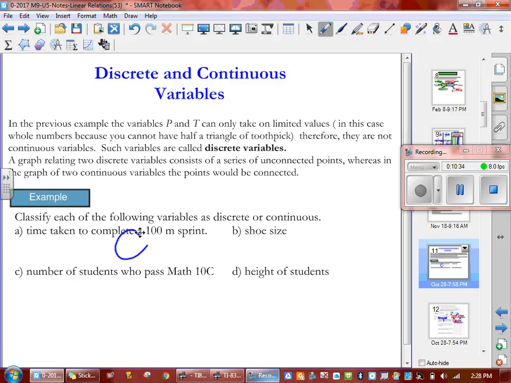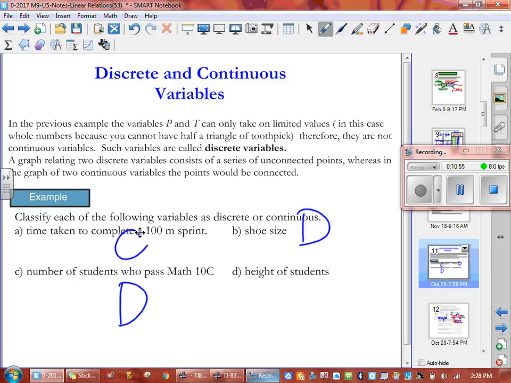Discrete, good. The number of kids who pass Math 10C, what would that be? Discrete, because you can't have 0.2 of a kid. Unless I chop your arm off, maybe. Height of students. Continuous, good.